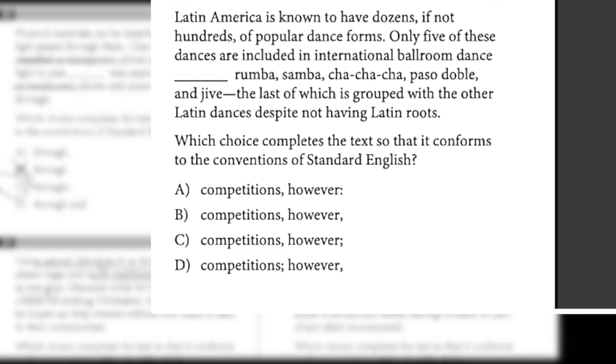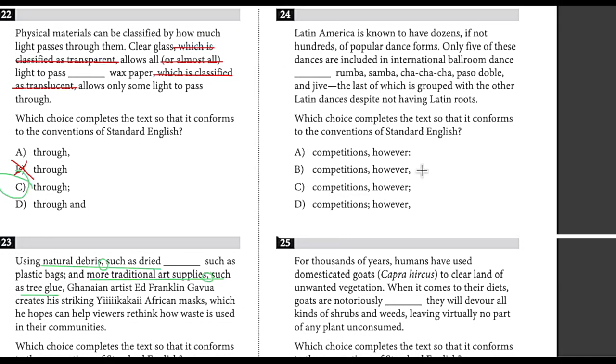Only 5 of these dances are included in the ballroom dance competition, however. Rumba, samba, cha-cha, all this stuff. Okay. So I'm pretty sure I know what's going on here. We're going to have only 5 of these dances are included in international ballroom dance competitions, however. That is a full independent clause, but we have a list afterwards. What's really good at introducing lists after an independent clause? Colon. My answer is A.